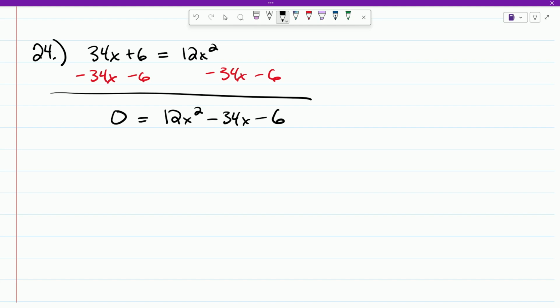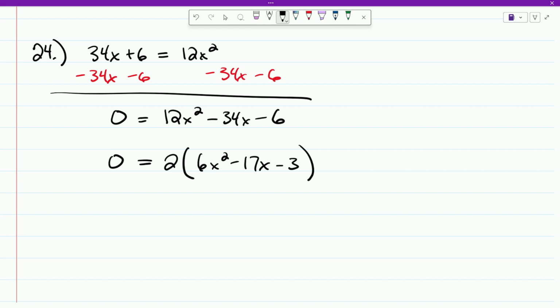Now, we follow our flow chart. Is there a GCF? Yes. 0 equals, let's see, I can factor a 2 out. That's going to give me 6x to the second minus 17x minus 3. Now we're going to go ahead and factor the inside. That is absolutely difference of squares again.